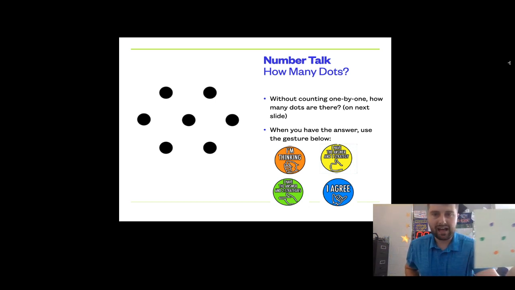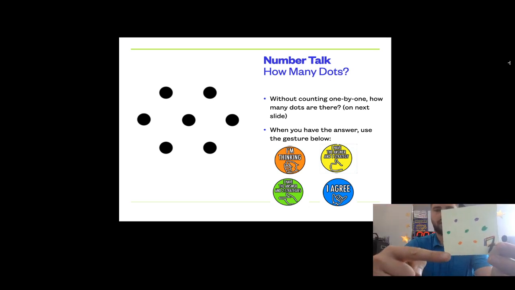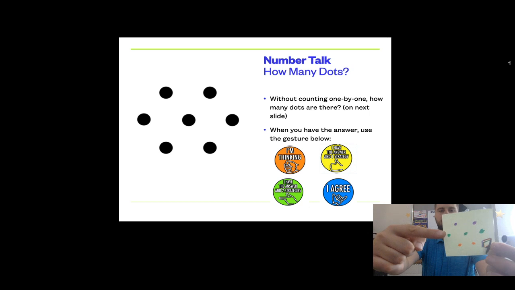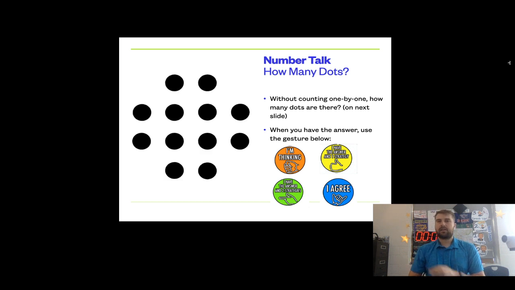Here are my pictures. I color-coded this. I know there are 7 dots because I know there were 2 on the top that I did in purple, 2 on the bottom in orange, and then 3 in the middle in green. So I know that 2 plus 2 plus 3 is 7. Awesome. So now we'll do our next image.